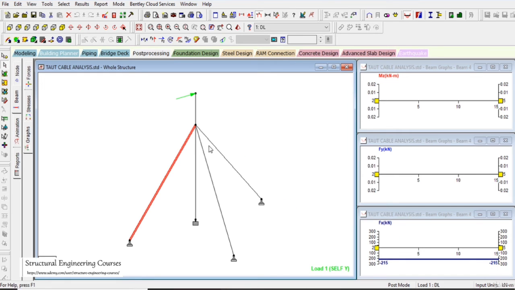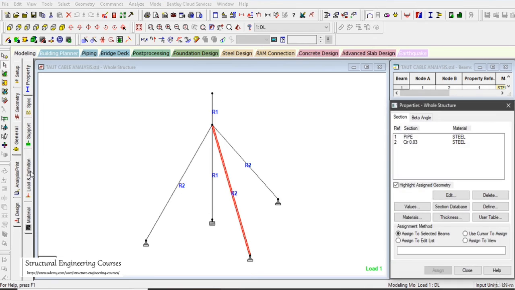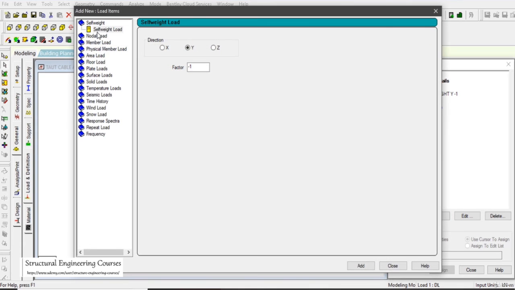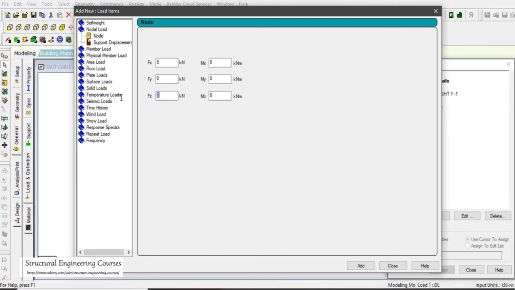So basically the problem is that this cable is out of line of this force here. So that is why both of these cables are in the tensile mode, but in this cable only some minimum forces are coming. So what we can do to activate this cable is that we can add in another loading along this particular direction here. So we can go to dead load, nodal load, and then we can enter FZ, let us suppose 5 kN again.